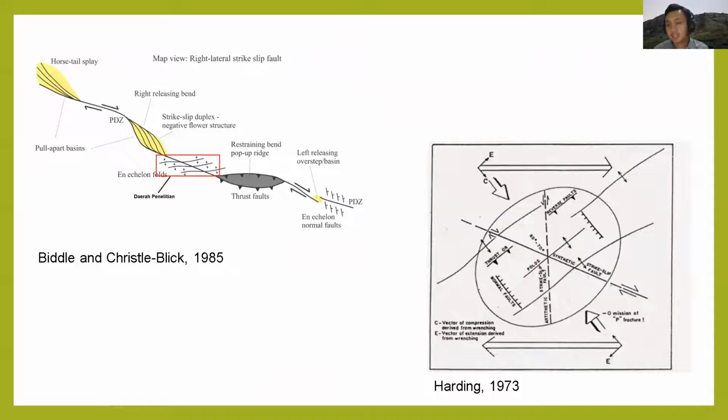Okay. Based on the data above, we interpret the research area to be an en echelon fault, based on the concept model of right strike slip fault by Biddle and Christie-Blick, 1985.